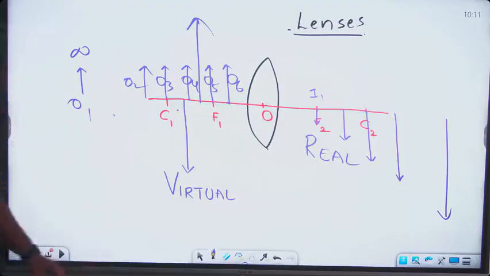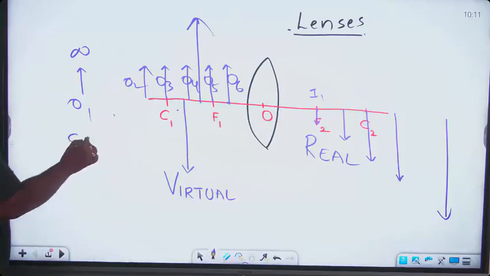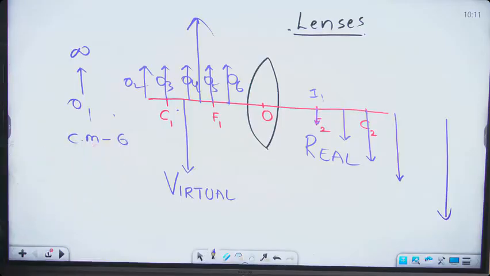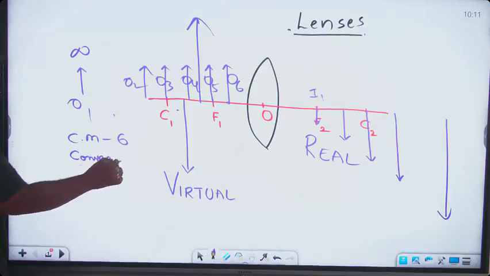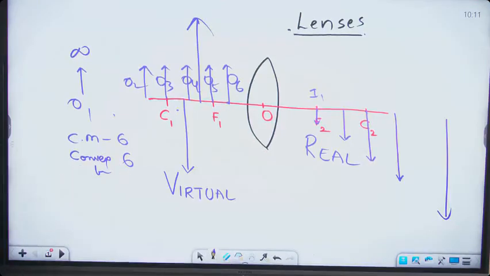So in the case of a concave mirror, we had 6 positions. At the same time, in the case of a convex lens also, we'll be having 6 positions.